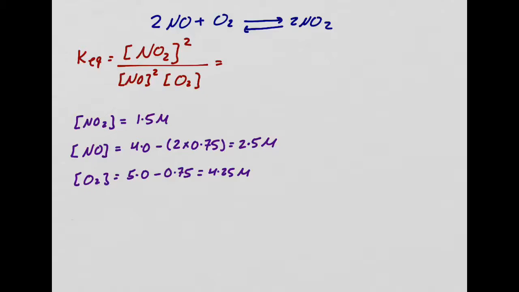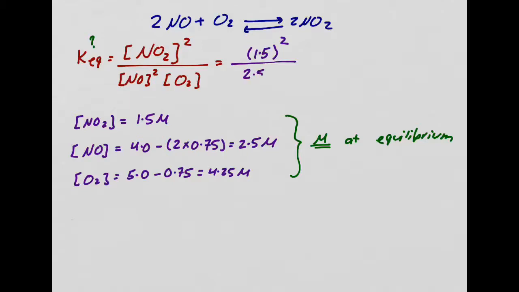Again, one more time. These are the concentrations at equilibrium. If I plug them all back in here, I can solve for the equilibrium constant. Let's do it. So NO2 is 1.5 to the power of 2 over NO is 2.5 to the power of 2 times O2 is 4.25 to the power of 1.